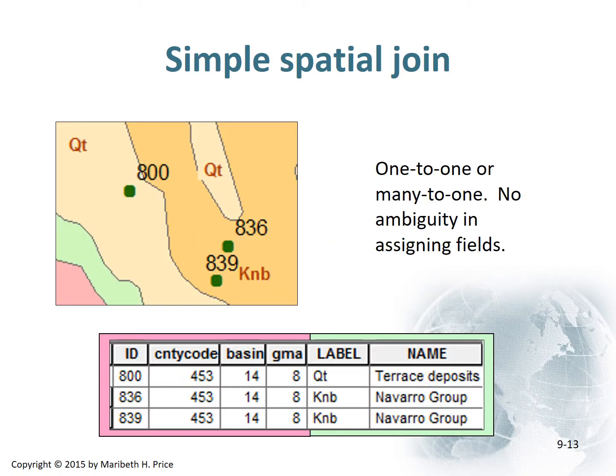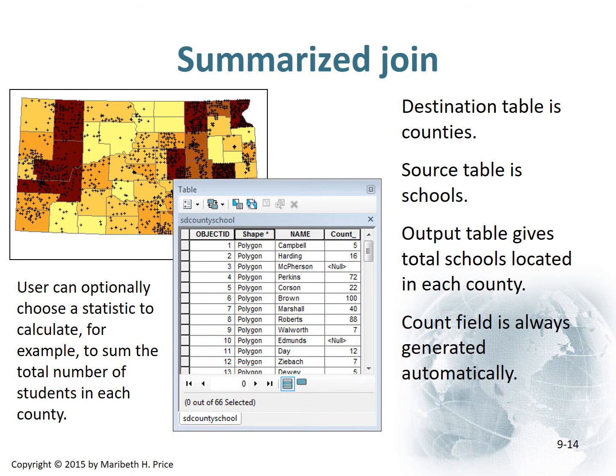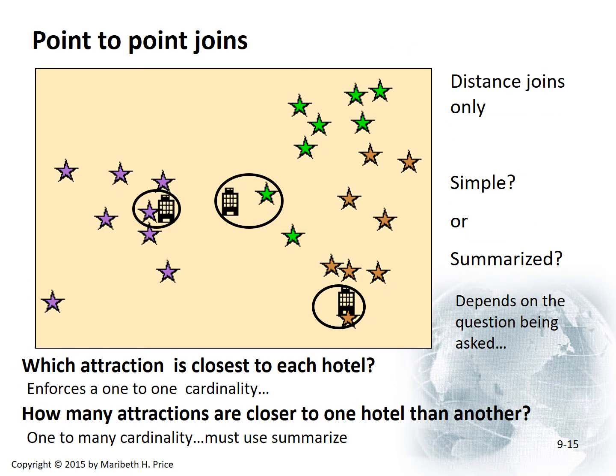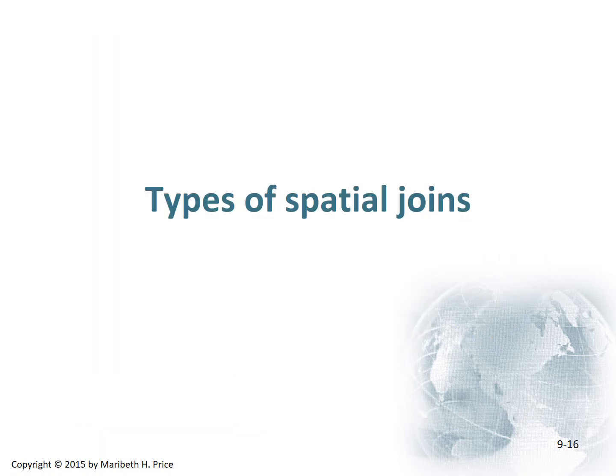This is an example of simple joins and a summarized join. How you can join points to points. They can be distance joins only. Simple or summarized depends on the question that you're asking. Which attraction is closest to which hotel? How many attractions are closer to one hotel than another? So it could be many-to-one or one-to-one, but they are distance joins only.